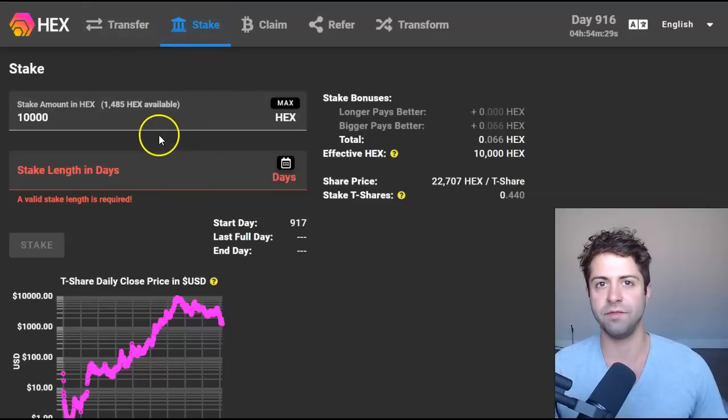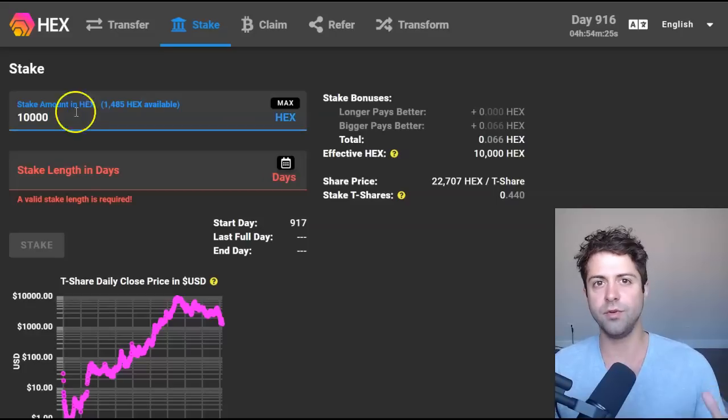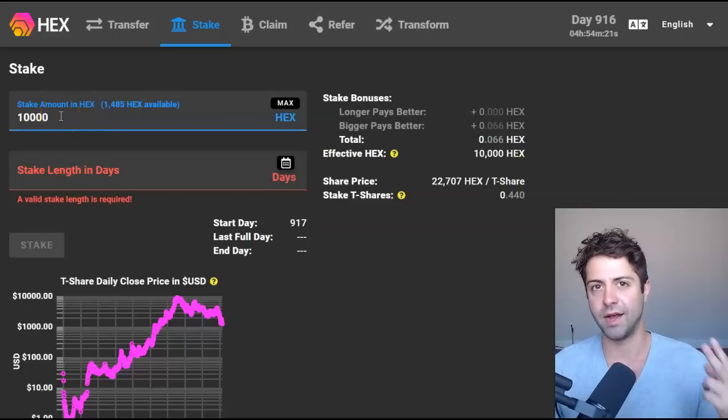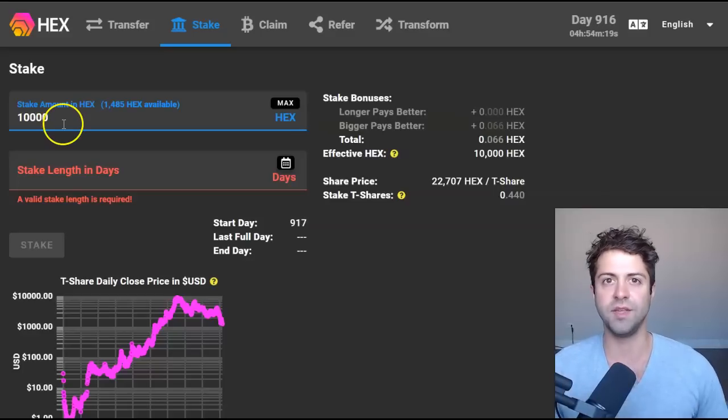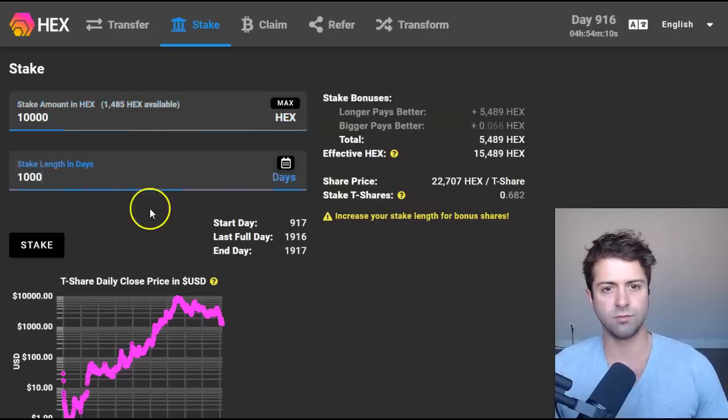And this is the primary feature of HEX. This is what everybody's so crazy about, because check the numbers out. There's only two numbers you need to worry about. For the sake of the example, it's just how much you want to stake and how long you want to stake it. Those are the only two things you need to think about when making your decision. Now, let's say we want to stake 10,000 HEX for 1,000 days, roughly 3 years.